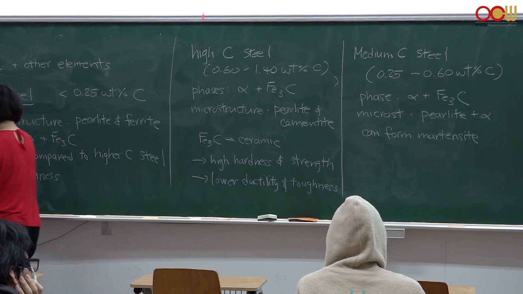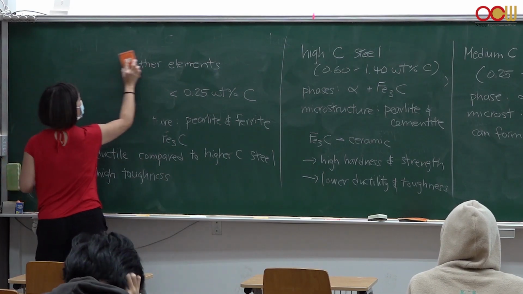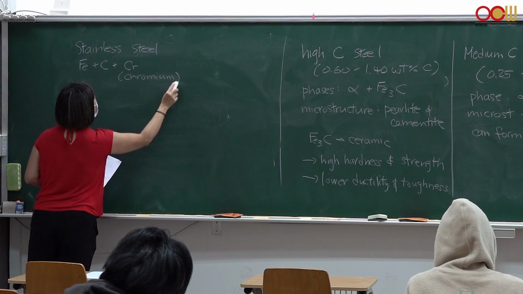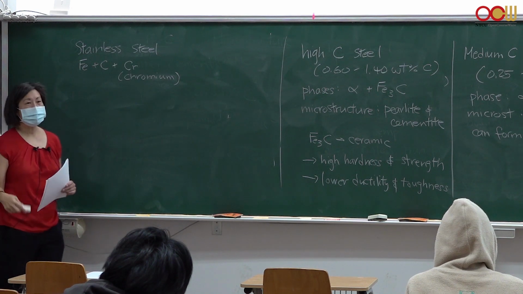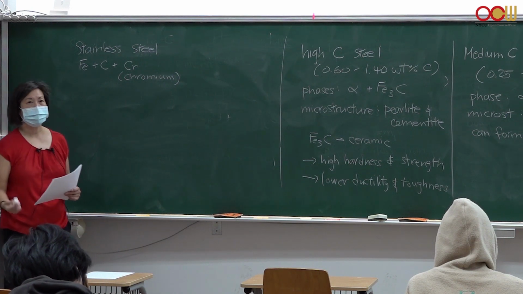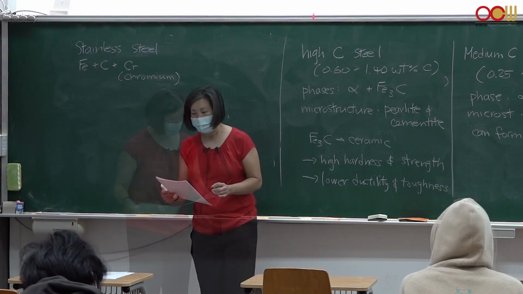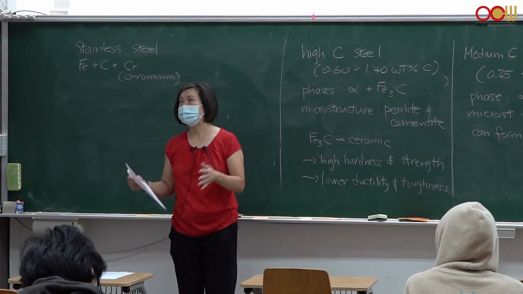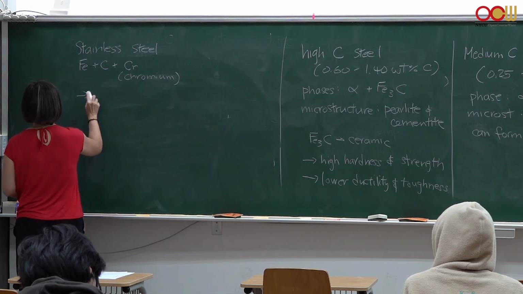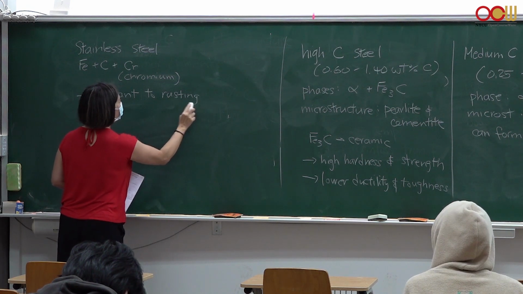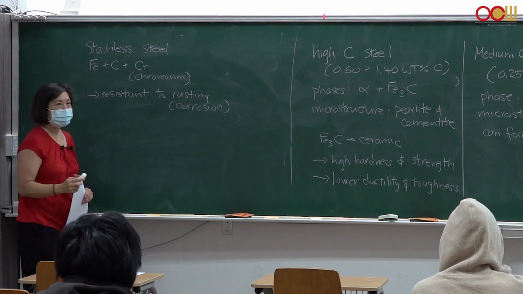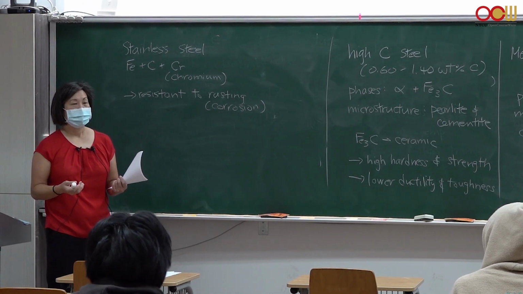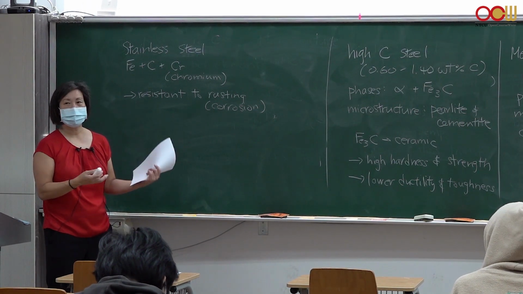Stainless steel. It's another really common steel that's used. So stainless steel has the addition of chromium in addition to carbon into the iron. Stainless steel just means that it's resistant to rusting. And rusting is just corrosion, right? So when steel corrodes, it forms iron oxide. That's what corrosion in steel looks like.